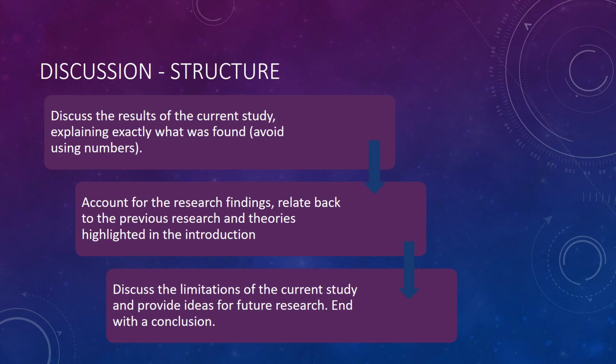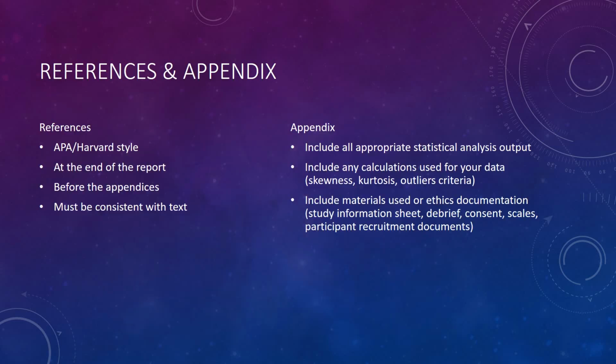And then finally discuss the limitations of the current study and provide ideas for future research, and again end with your conclusion summarizing the overall findings and research question. Right at the end you have your references and then your appendix. So again, depending on the discipline and journal you might be attempting to publish in, you need to have a specific style such as American Psychological Association or Harvard style.